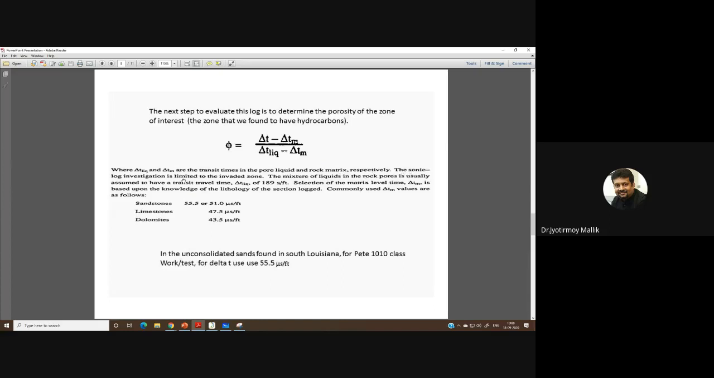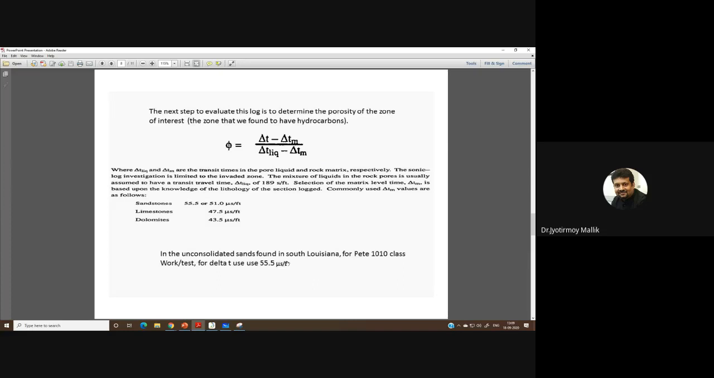The sonic log investigation is limited to the invaded zone. The mixture of liquids in the rock pores is usually assumed to have a transit time, delta T liquid, of 189 microseconds per feet. Selection of the matrix transit time delta Tm is based upon the knowledge of the lithology of the section logged. Commonly used delta Tm values are these. If the rock is unconsolidated sandstone, found in South Louisiana for example, the delta Tm used is 55.5 microseconds per feet.